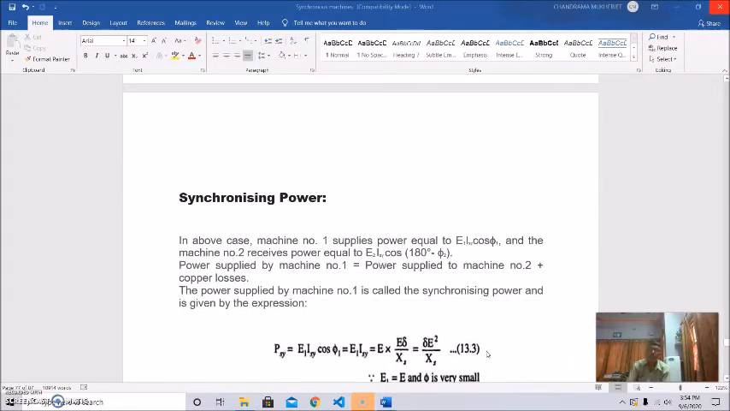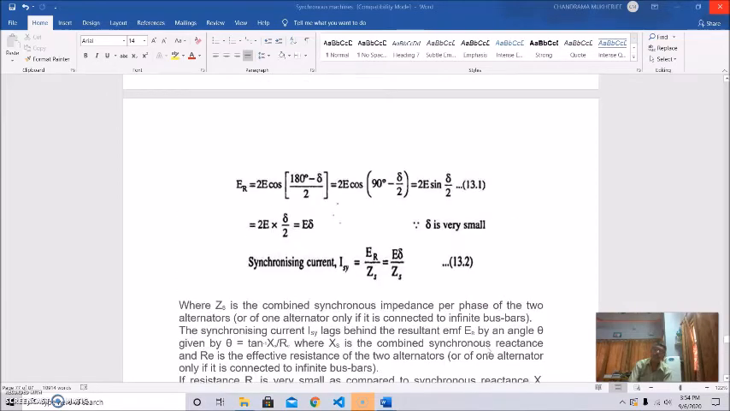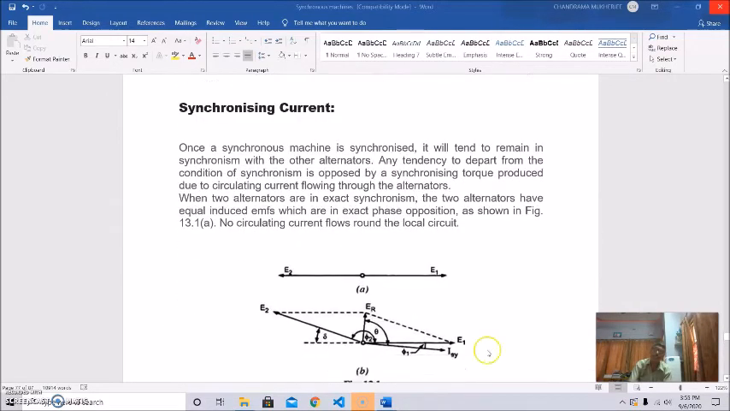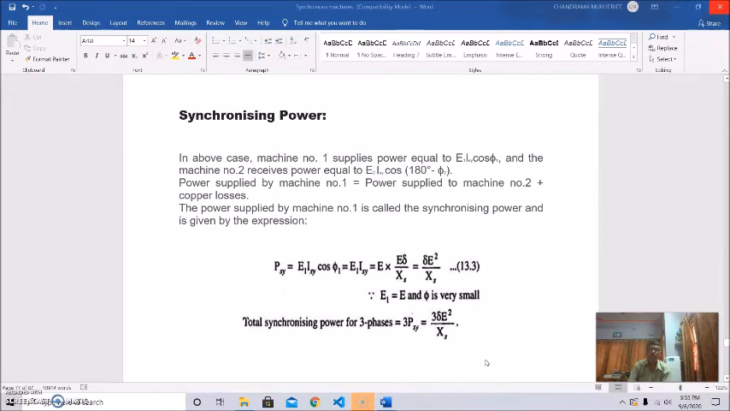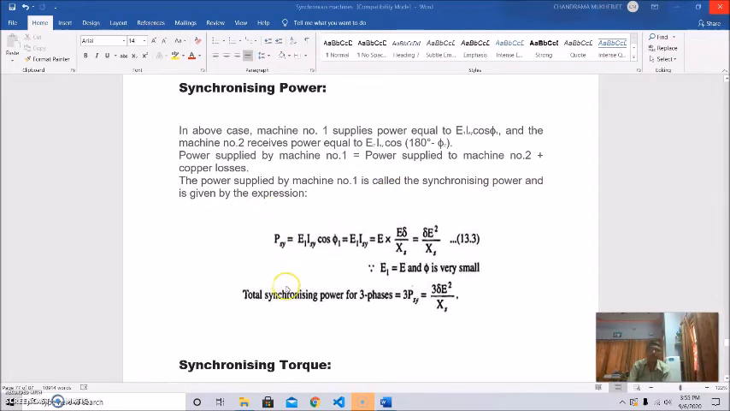Okay, so that was about synchronizing current and synchronizing torque. Now we'll talk about synchronizing power. Machine number 1 supplies power equal to E1 ISY cos phi 1, and machine number 2 receives power equal to E2 ISY cos(180 minus phi 2). So power supplied by machine number 1 equals power supplied to machine number 2 plus copper losses. Power supplied by machine number 1 is called the synchronizing power, and is given by the expression E1 ISY cos phi 1.